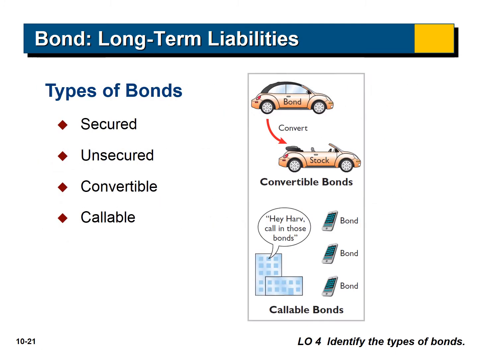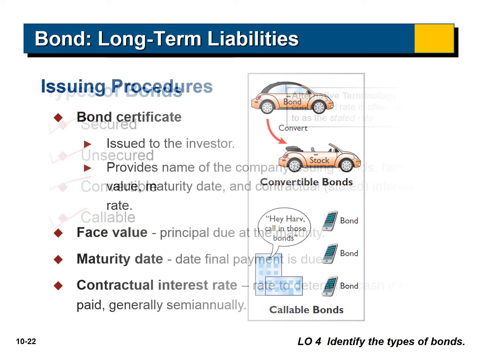And there are different types of bonds out there. One is secured, meaning it's backed by something like a building. Unsecured means it's not backed by anything. There's no collateral. Convertible means that they can convert the bond into common stock. And callable means the company can buy back the bonds at a specified price.